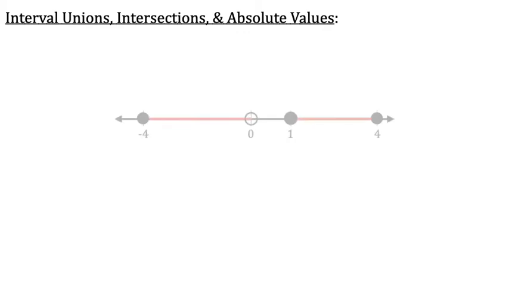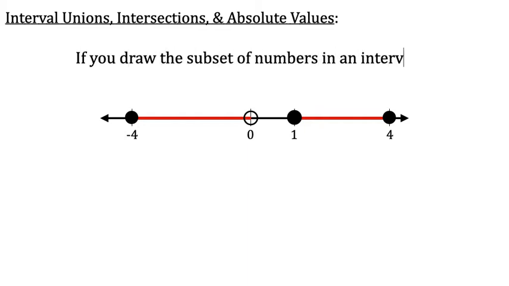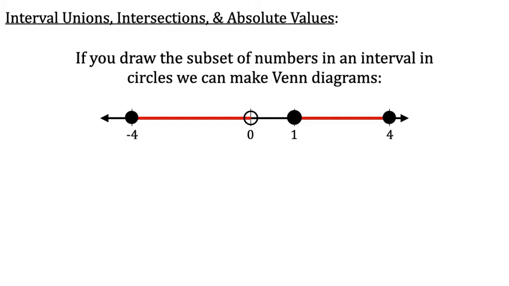Take this line and the subsets. Say that we have every number that belongs in the red zone, including the minus 4, the 1, and the 4, but not including the 0. What would be a good way of showing that these are the numbers that we have? First, let's start by introducing a Venn diagram. If you draw the subset of numbers in an interval in circles, we can make these Venn diagrams.